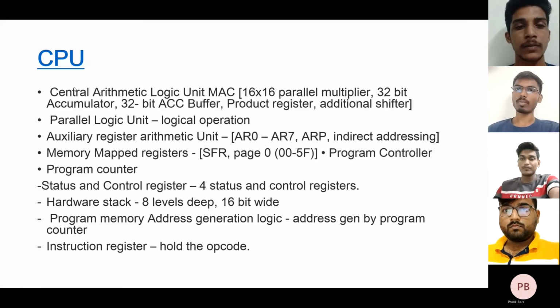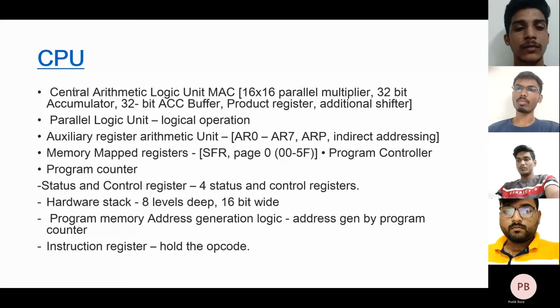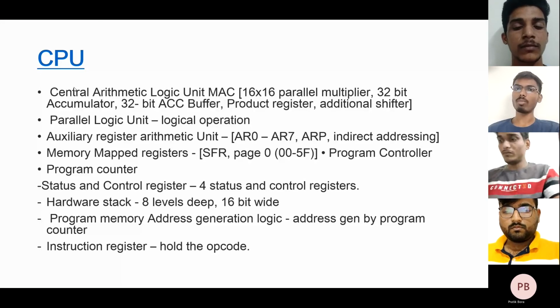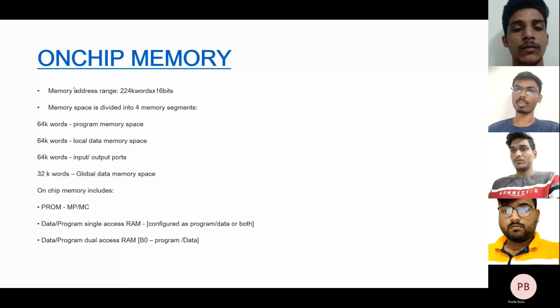Next is the program controller and program counter. It has status and control registers: 4 status registers and control registers. Hardware stack, 8 levels deep and 16 bits wide. Program memory address generation logic: address generation by the program counter, and the instruction register holds the opcode.